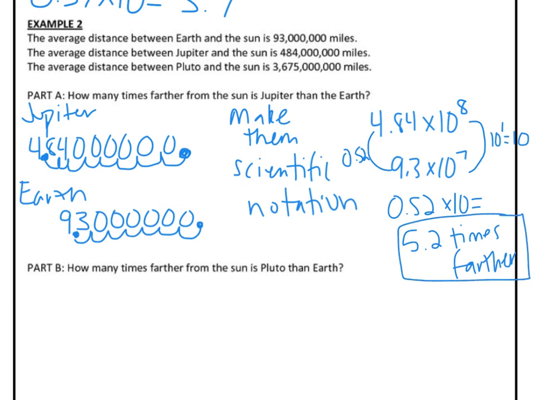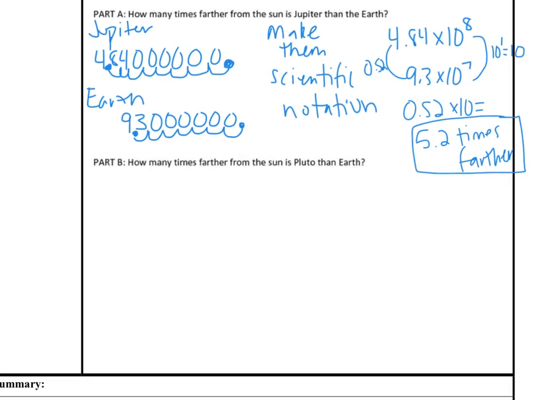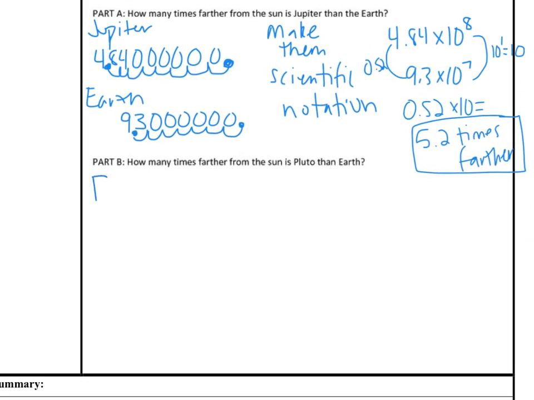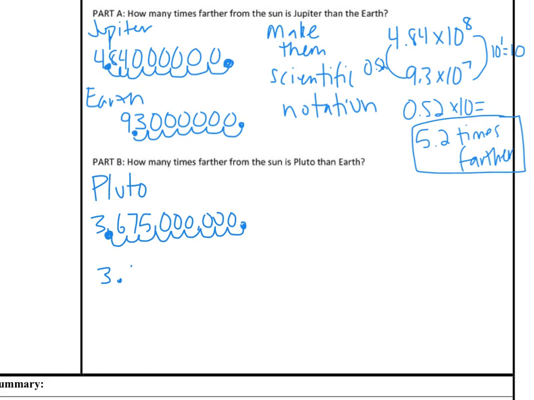Now let's look at part 2. Part 2 says how many times farther is Pluto? So Pluto was 3,675 and then 6 zeros. And I need to change it to scientific notation. So I put my decimal point at the end, and it needs to go between the 3 and the 6. So let's count. 1, 2, 3, 4, 5, 6, 7, 8, 9. So Pluto is 3.675 times 10 to the 9, positive 9.